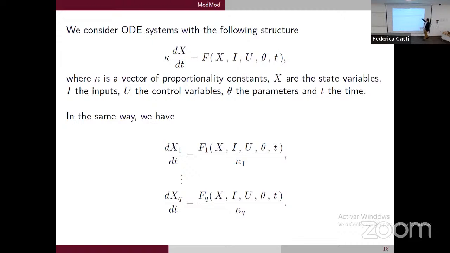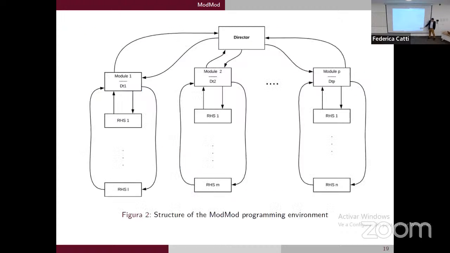We consider all the systems with this structure, where kappa is the vector of proportionality constants, x are the state variables, I the inputs, u the controls, theta the parameters, and t the time. In the same way, we can express this system in this way. Here we are showing each of the equations, and these are the right-hand sides.